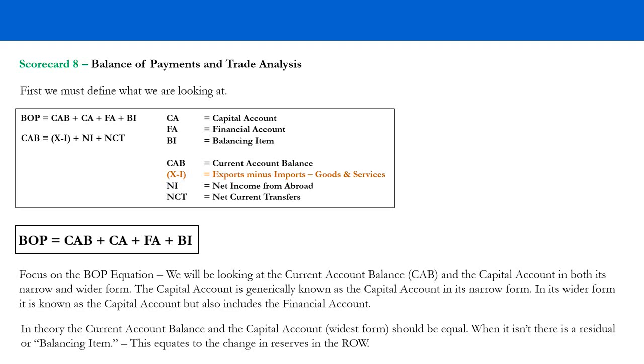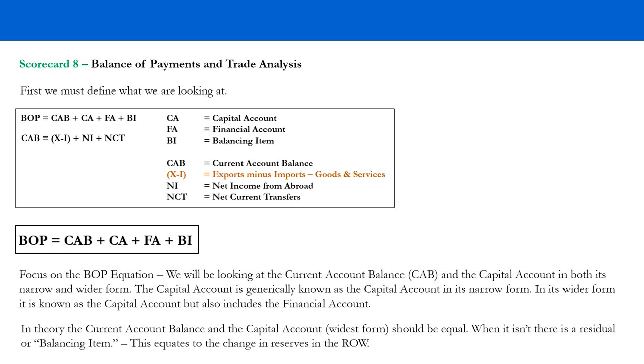So we'll be looking at the current account balance and the capital account in both its narrow and its wider form. The capital account is generically known as the capital account in its narrow form. So when you hear somebody mention the capital account in the press or the media, what they mean is the capital account in its narrow form. In its wider form, it's also known as the capital account, but it includes the financial account. So by definition, by the equation that we're looking at, the wider form of the capital account is the capital account plus the financial account.